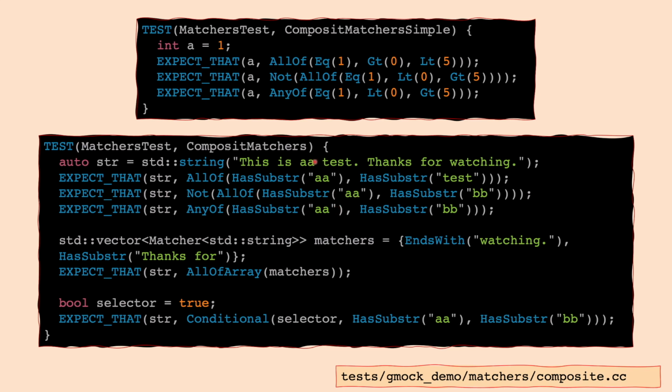Only AA appears here. However, I can change this to any of. The statement passes. So here I'm saying expect that str matches any of the following matchers. It has substr AA or has substr BB. And obviously this would be taken.